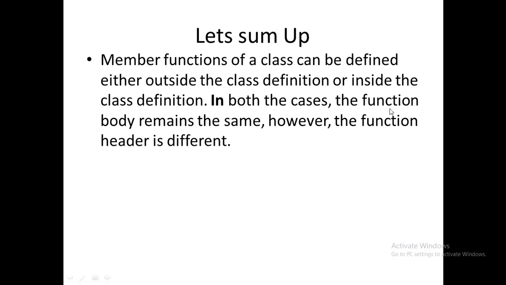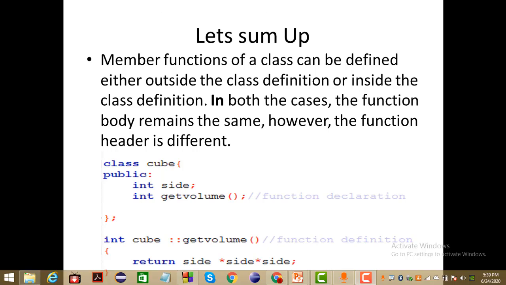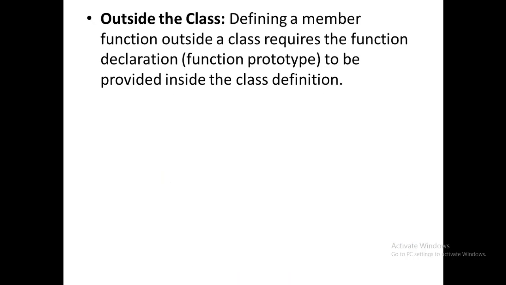So let's sum up. Member functions of a class can be defined either outside the class definition or inside the class definition. In both the cases, the function body remains the same. However, the function header is different. As you can see in this example, only the function header is different, while the function body remains same.